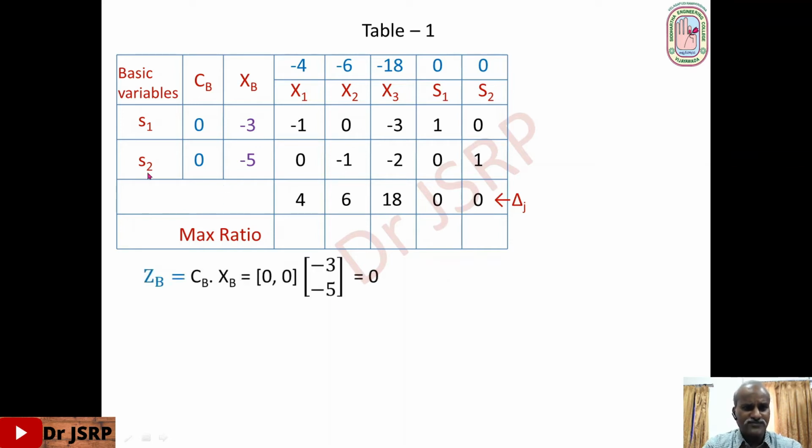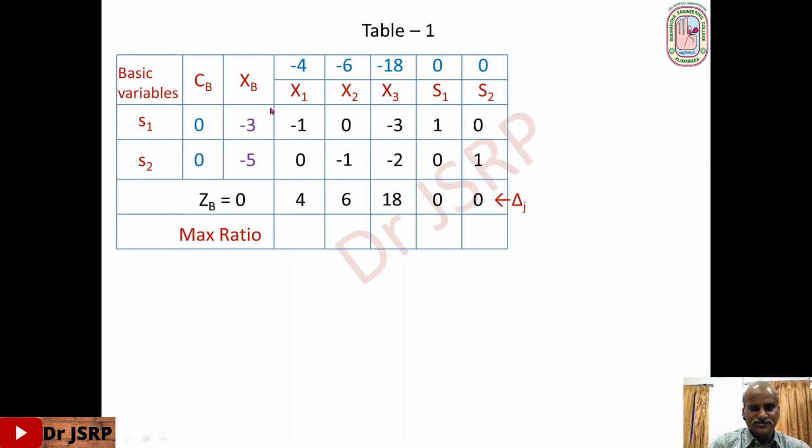Next, as usual, the objective function value ZB equals CB into XB. That is 0 into minus 3 plus 0 into minus 5, which is 0. ZB is 0. So this is the first table, that is the initial basic solution, which is not feasible.